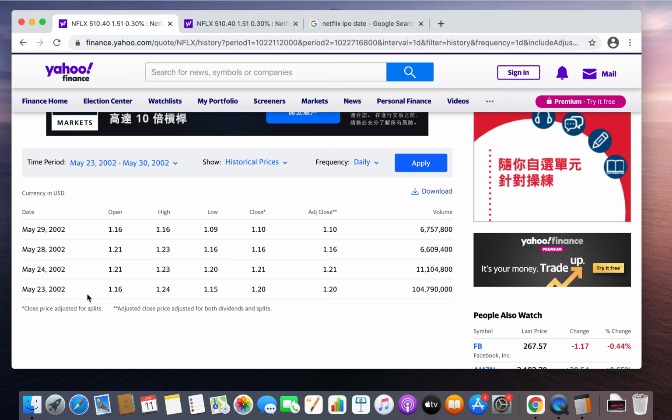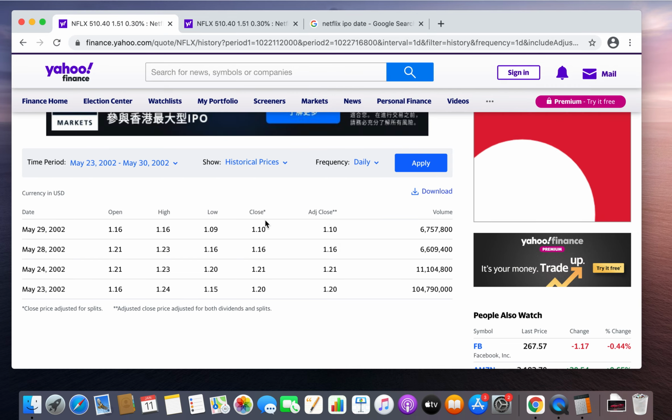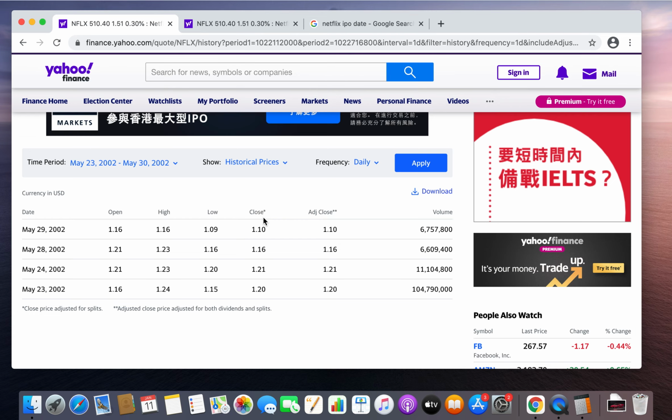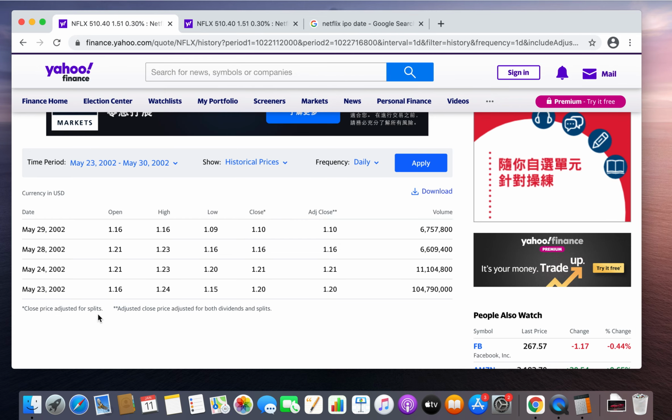Now, here you see there are two closing prices, a close and then adjusted closing. They're both actually adjusted. The first closing price with one asterisk, it explains, is the close price adjusted for splits, while the second one, this column here, adjusted closing, is adjusted closing price adjusted for both dividends and splits. But we've just checked and Netflix has no dividends, and so both these columns are exactly the same numbers.